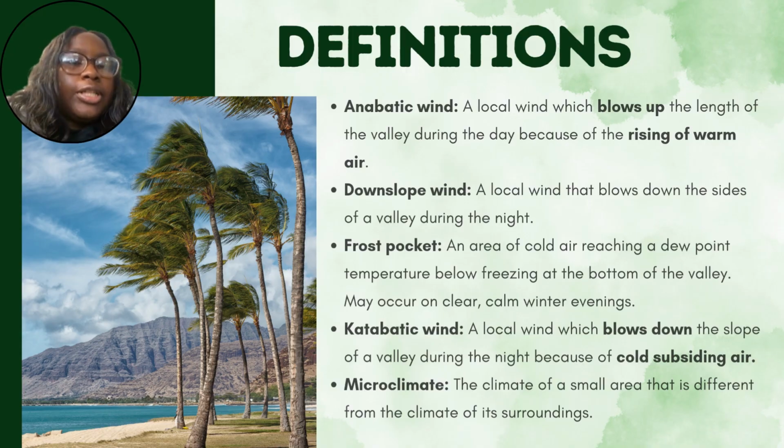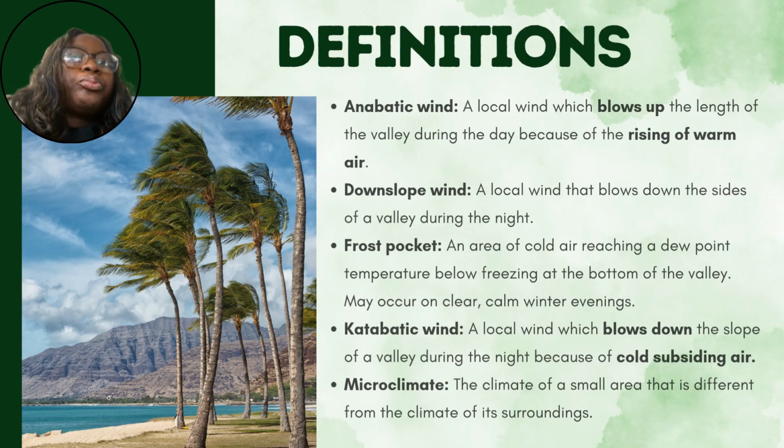So now we'll look at some definitions of some terms, right? We'll begin with anabatic wind, which is a local wind that blows up the length of a valley during the day because of the rise of warm air. Now contrast this with katabatic winds, which are local winds that blow down the slope of a valley during the night because of cold subsiding air. So the difference is in the type of air that is blown in, and whether it's day or night. And then downslope wind is a local wind that blows down the sides of the valley during the night. So in a katabatic wind, we would have downslope winds.